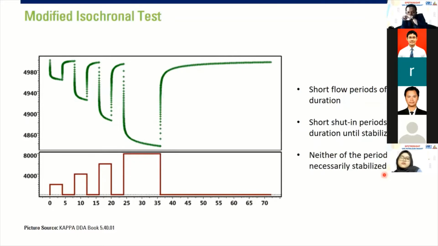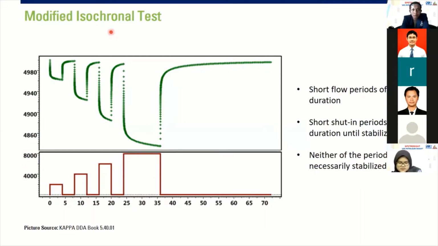Lastly, to make it much faster and much simpler, we do modified isochronal test. Maybe this is the most popular and most practical to be done in the field. So you need to flow, shut in, flow, shut in, flow without reaching stabilization. Again, I need to mention that stabilization time means the time required to reach pseudo steady state condition. You already noticed about the pseudo steady state condition previously, where the pressure wave hits all the reservoir boundaries, and it takes quite a long time.